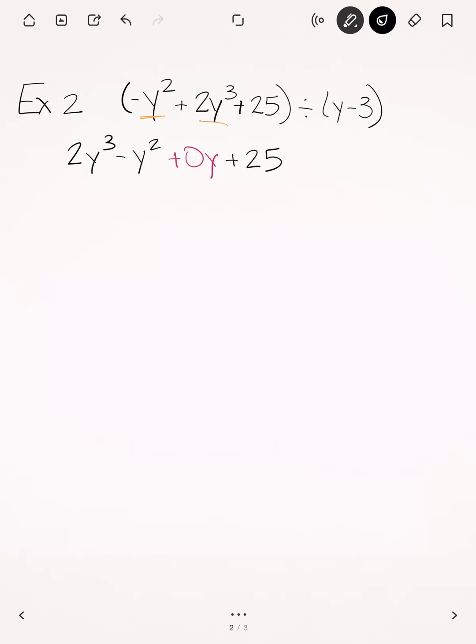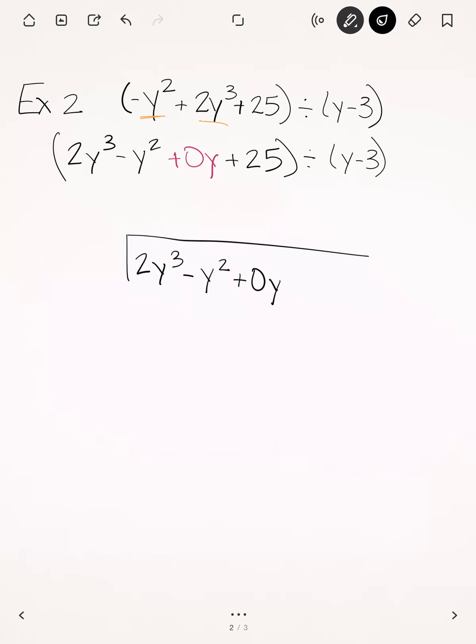So again, I wrote it in standard form where my y cubed comes first, and then I added in a 0y because it was missing. And it's still being divided by y minus 3. From here, I draw my little division house. 2y cubed minus y squared plus 0y plus 25. And then I have y minus 3.